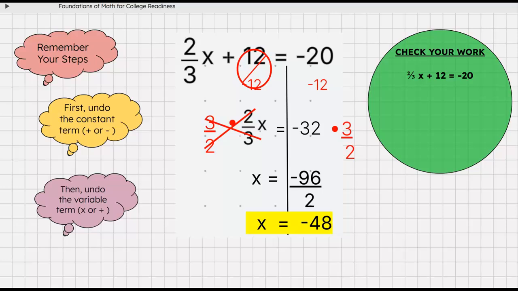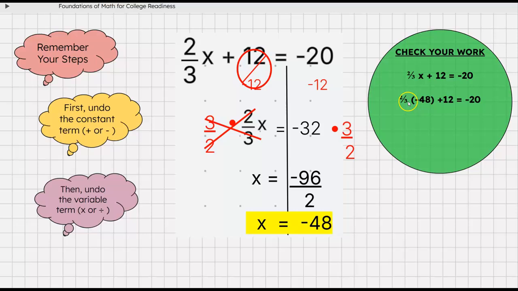Well, we had 2/3 x plus 12 equals negative 20. So let's plug our solution in to x. 2/3 of negative 48 plus 12 equals negative 20. So you can multiply this straight across top and bottom and divide.